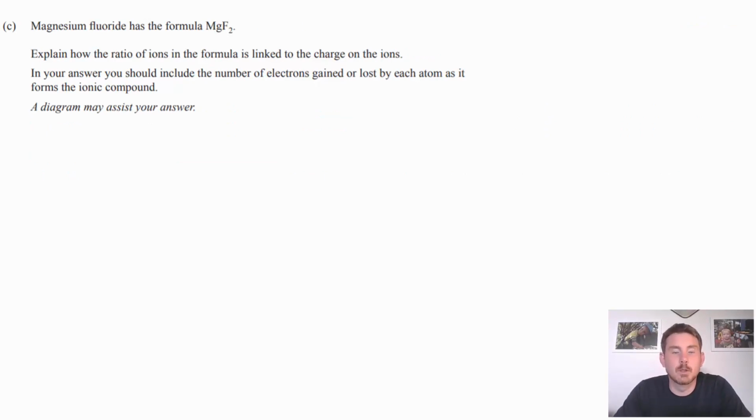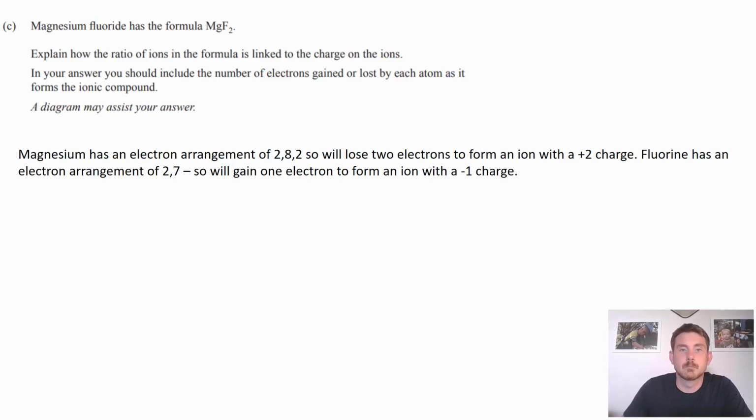In part C, we're given a formula, magnesium fluoride, and we're asked to explain how the ratio of ions in the formula is linked to the charge on the ions. So magnesium has an electron arrangement of 2, 8, 2, so it's going to lose those outermost 2 electrons to form an ion with a +2 charge. Fluorine, however, has an electron arrangement of 2, 7, so it's going to gain 1 electron to form an ion with a -1 charge. And so magnesium is going to lose its 2 electrons, and 2 fluorine atoms will pick those up and form fluoride ions.